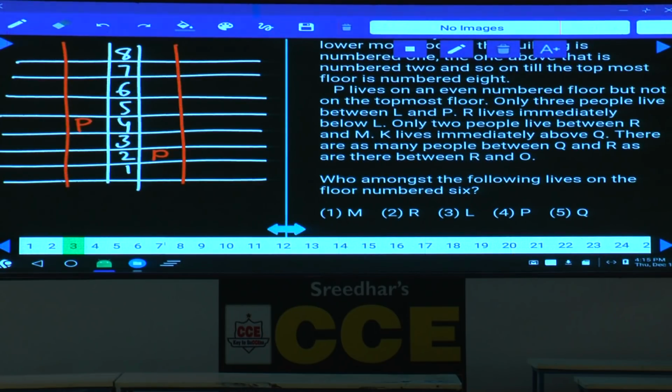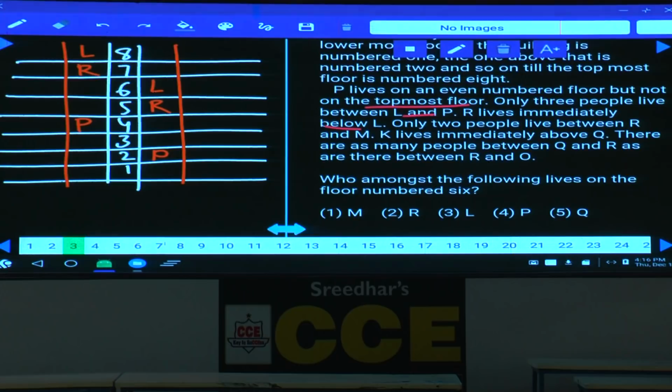As of now, we can represent only 2 different cases, since we are taking 2 and 4. Now, if these 2 cases are invalid, then we can directly go for the 6th floor. Then only 3 people live between L and P. As P is here, 1, 2, 3, L will be here in case 1. And in case 2, with only 3 people between L and P, L will be on the 8th floor. And R lives immediately below L. R is either on the 5th floor or on the 7th floor below L. Only 2 people live between R and M.